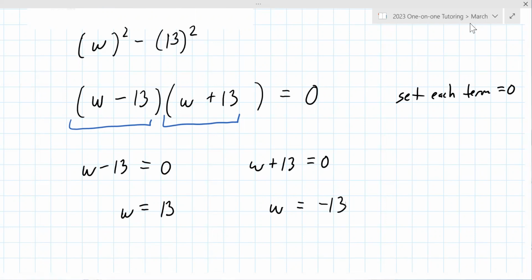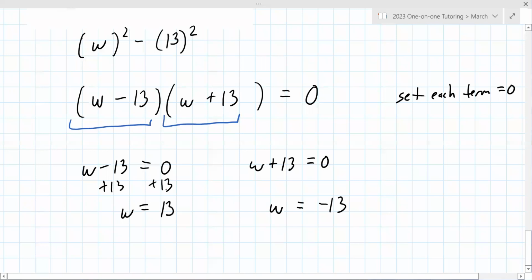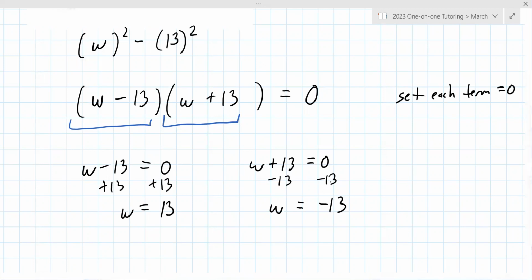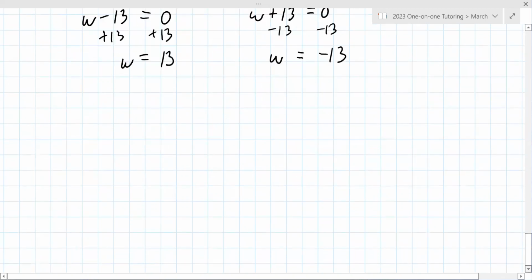On these, wouldn't you just select the W minus 13 equals 0? You just add 13 to both sides. That's right. And then on the other side, you'd subtract 13 from both sides. That's correct. Let me know when you get all that down. All right, so let me have you try one on your own here.